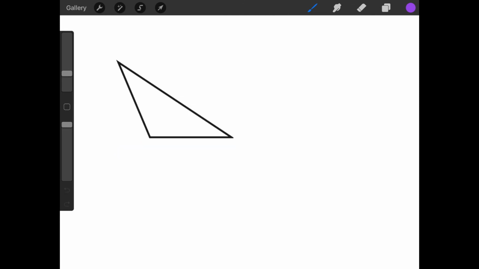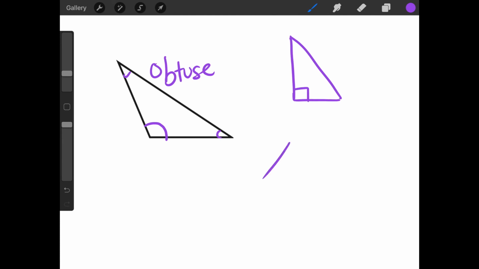Finally, we have our triangles. So this one has one obtuse angle and two acute angles. So it is an obtuse triangle. Now for it to be a right triangle, we would have to have our little box. And for it to be an acute triangle, every single angle would have to be acute.